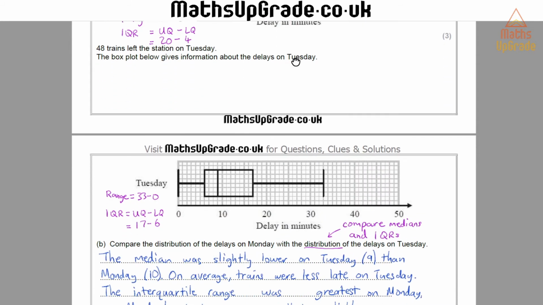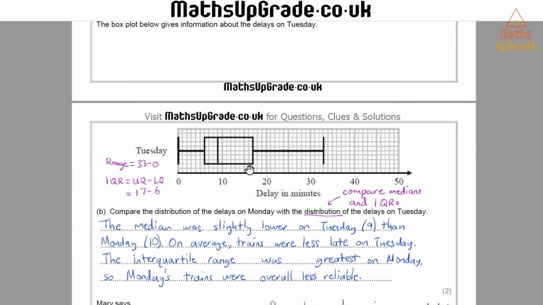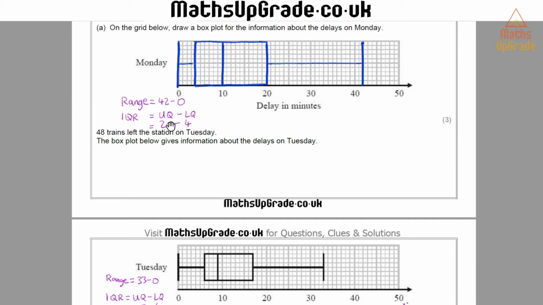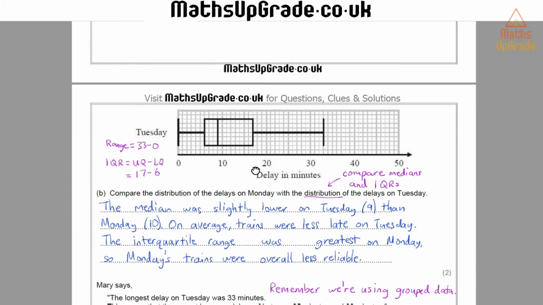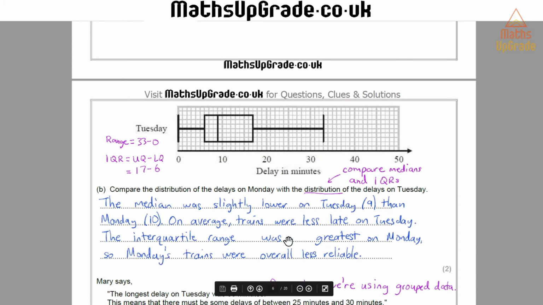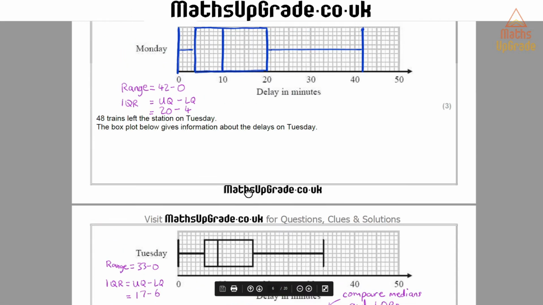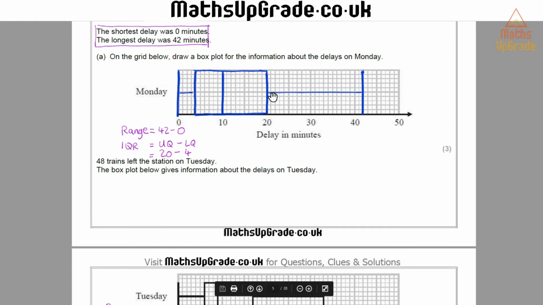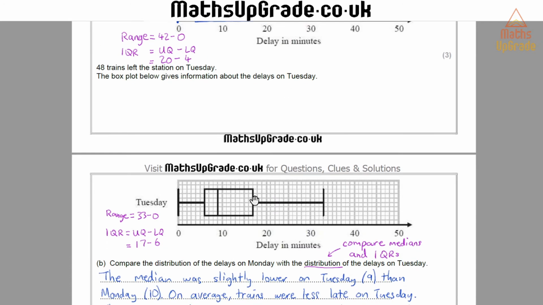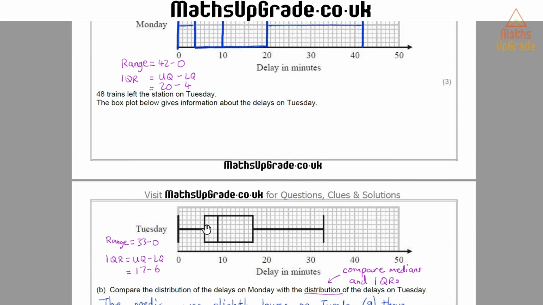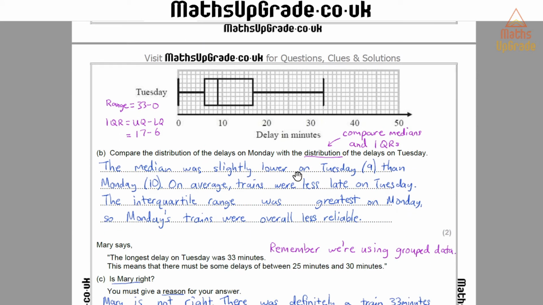Whereas for Tuesday, the interquartile range we can see is 17 minus 6, which is 9. So the interquartile range was 16 for Monday and only 9 for Tuesday. So the interquartile range was greatest on Monday, so Monday's trains are overall less reliable. Monday's trains vary more in the amount of delay that they give. They vary more. Tuesday's trains were more reliable generally from that interquartile range there. That's 2 marks.